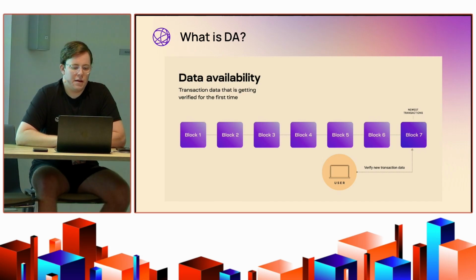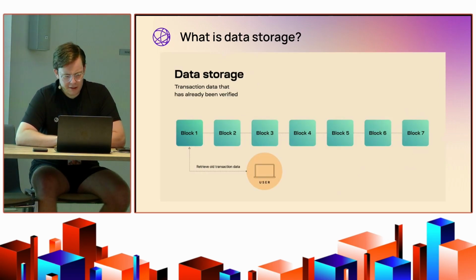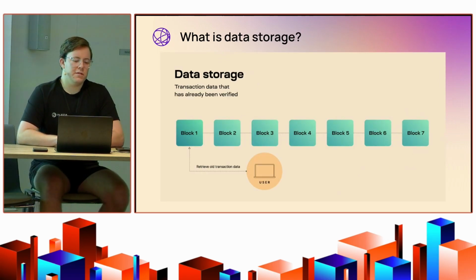So I think it's also important to distinguish the difference between data availability and data storage. Data availability is transaction data that's getting verified for the first time. So you can think of this as the transactions in the mempool or the transactions that are being verified in the current block. And then data storage is the way that you retrieve old transaction data.